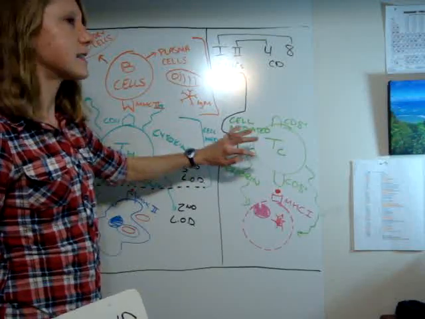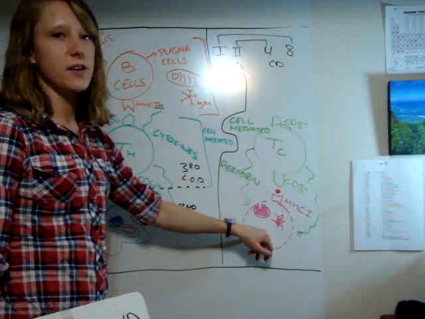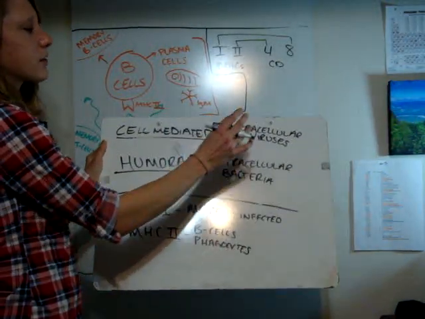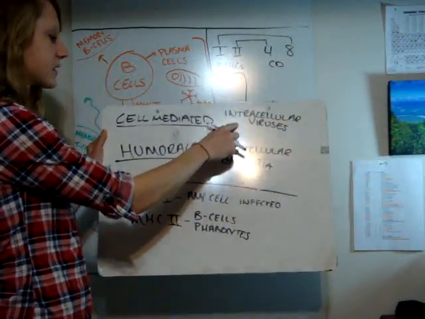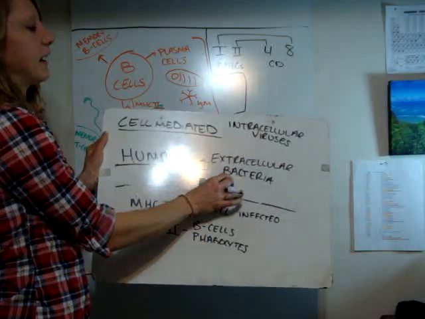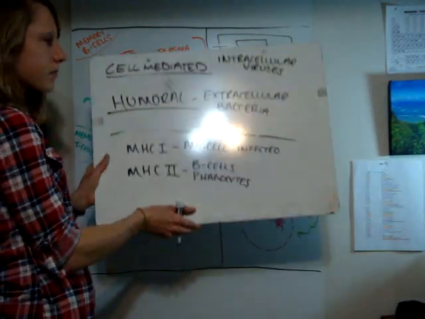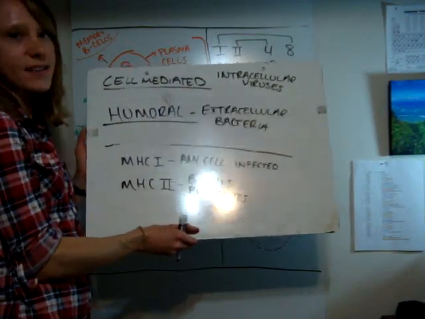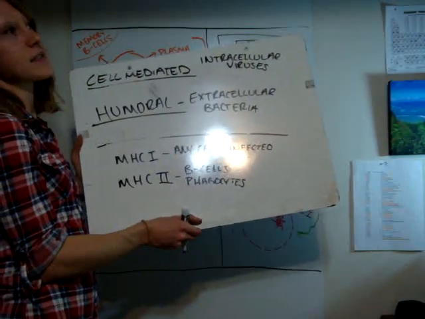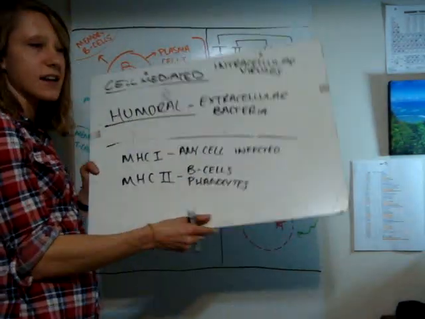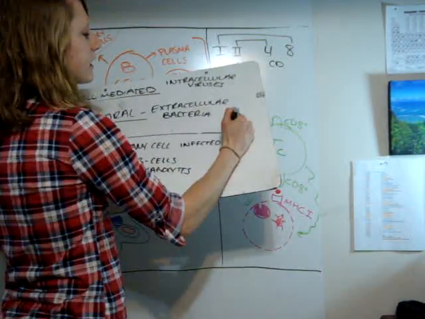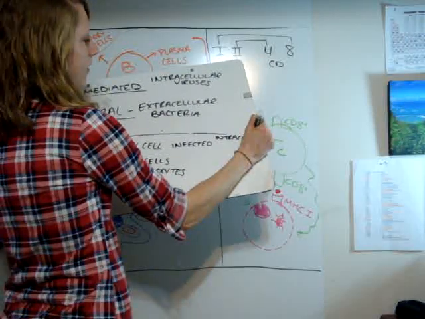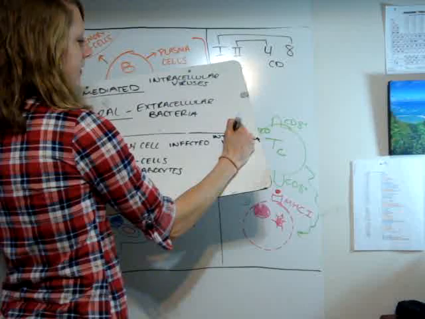A cytotoxic T cell, which is in cell mediated, responds to an intracellular virus. So if we had to put them in the categories, the cell mediated response is better for viruses because they're intracellular pathogens. Humoral is better for bacteria because they're extracellular pathogens. Even more than that, MHC class 1 comes up to any cell that is infected. Now, do bacteria or viruses infect cells? Viruses infect cells, right? So we could say MHC class 1 is better for intracellular viruses.